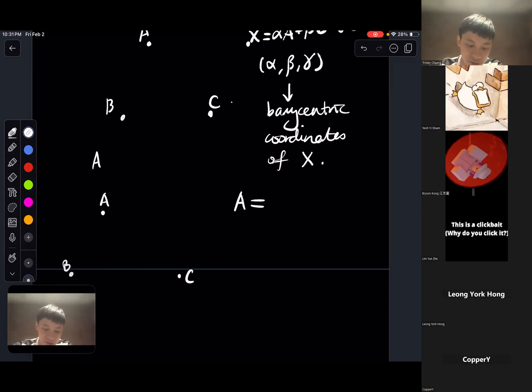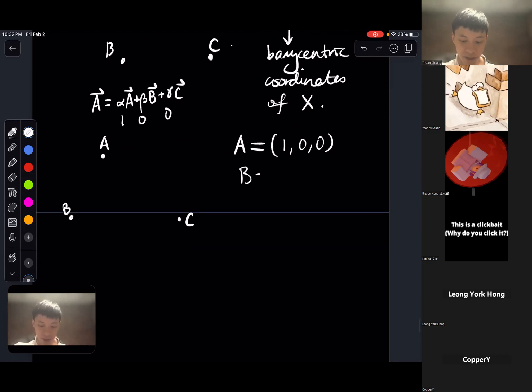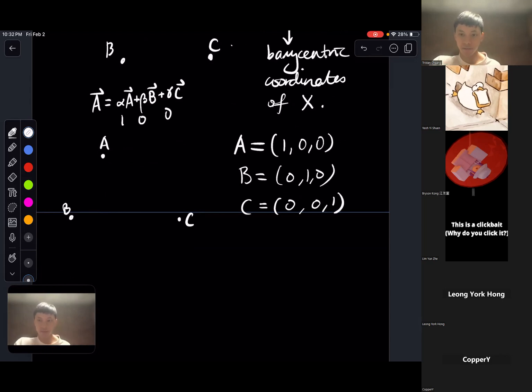So we just ask ourselves, the origin, it doesn't have to be the circumcenter, it could be anywhere on the plane, it doesn't really matter. We ask ourselves which numbers alpha, beta, and gamma can we write such that A equals this, where alpha plus beta plus gamma is 1. And of course, there's one obvious way, which is 1, 0, 0: 1 times A plus 0 times B plus 0 times C. So the coordinates of A is 1, 0, 0. And similarly, the coordinates of B is 0, 1, 0. Coordinates of C is 0, 0, 1. Makes sense?